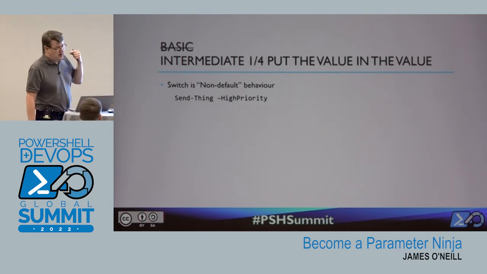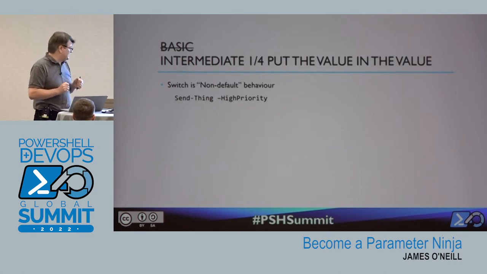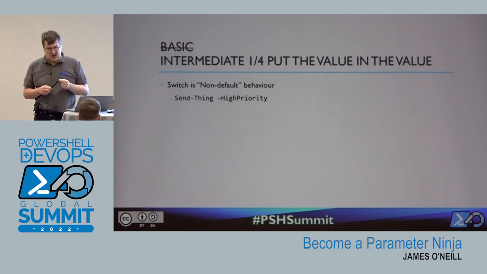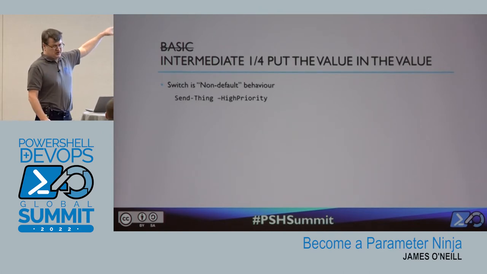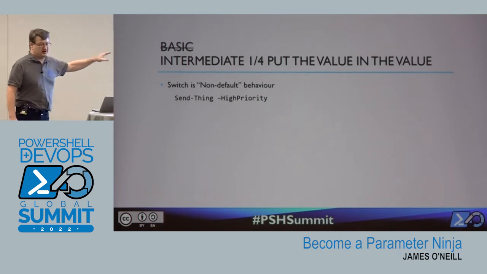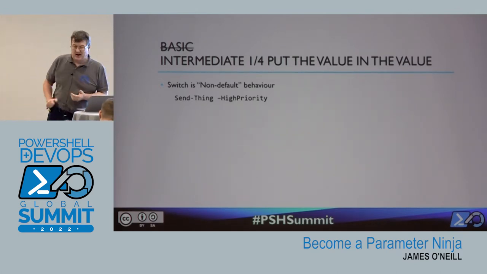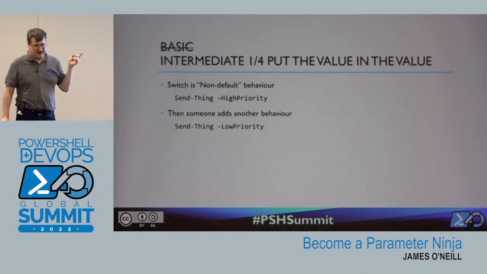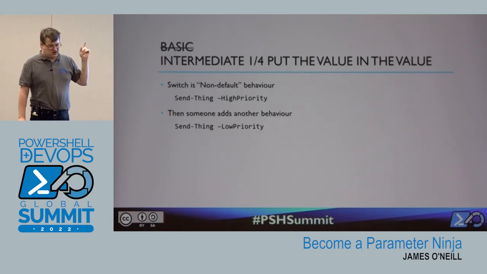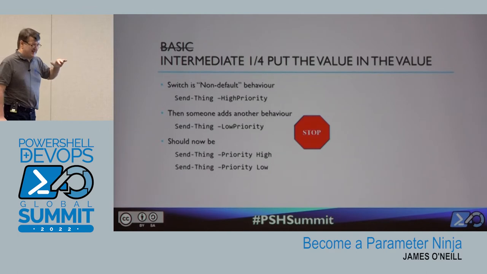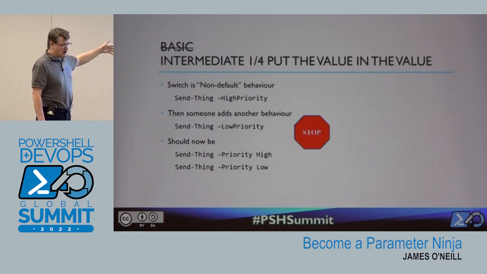Back onto switches. I've had this with data stuff and various other places, and it's something I call putting the value in the value. A switch is specifying some kind of non-default behavior. Okay, so typical case, we've got a function that sends something somewhere, I don't care what it is, but we've got the option to send it at high priority. And then somebody comes along and says, but there's a low priority. And at this point, we've broken things, because we've now got two switches as two parameters to specify two values for the same thing, i.e. priority. Really, we should have priority high and priority low, yeah? We shouldn't have two different switches.